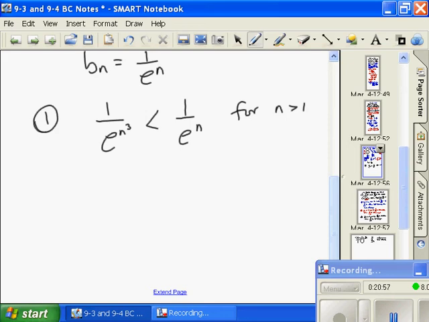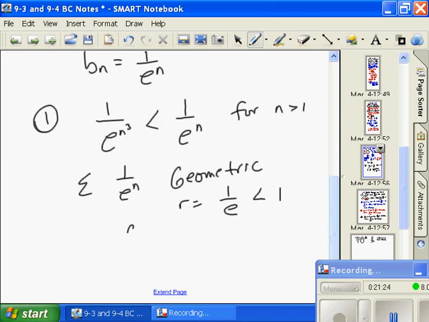I want to look at, what about the summation of 1 over e to the n? What is that? To me, isn't that geometric? That is geometric, and r is equal to 1 over e. Now, where does that fall? Well, isn't 1 over 2.7 whatever less than 1? So therefore it's going to converge.